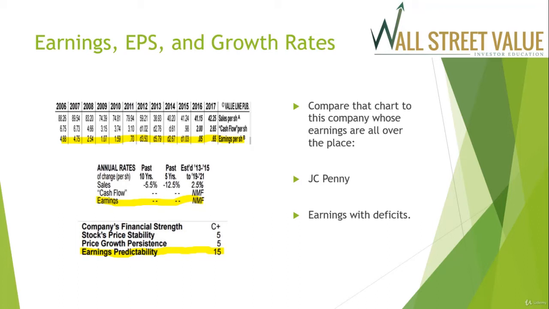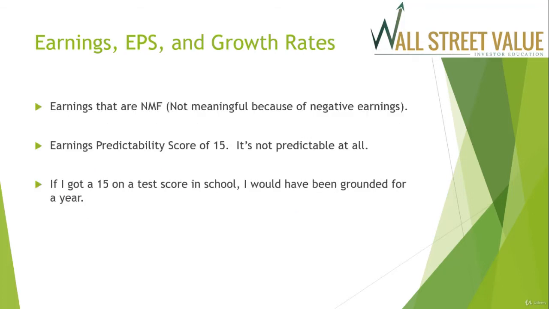And in the middle chart here, where it has annual rates, where it says earnings NMF, it's not meaningful. And they have a very terrible earnings predictability score. NMF, it's not meaningful because of negative earnings. Now, if we're going to take a look at earnings to predict what the stock price could be, we want to make sure it's a company with predictable earnings. Earnings predictability score 15 is not predictable at all. If I got a score 15 on a test score in school, I'd be grounded for a year.